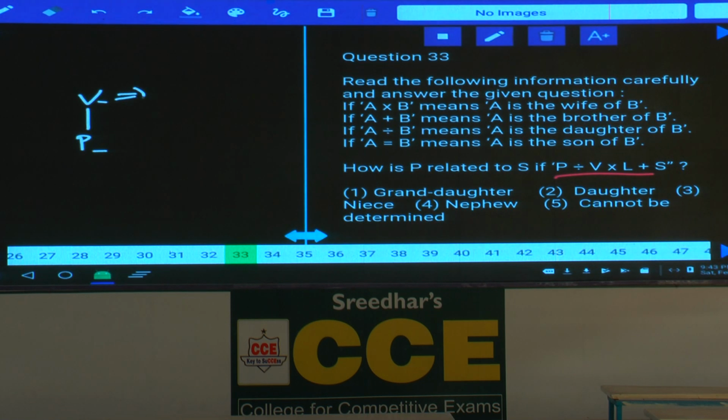Now this V is the wife of whom? V is the wife of L. V is a female, L is a male. V is the wife of L. L plus S means L is the brother of S, can be written like this.